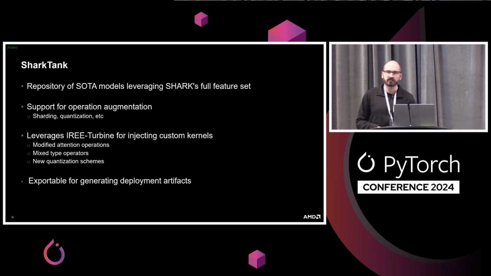So the main way we're demonstrating this right now is something called Shark Tank. It's basically a repository of state-of-the-art models leveraging Shark's full feature set. This can include sharding, quantization, subtypes, even parts built into our custom ops system, such that if you want to invoke your attention operation, you can know that you're going to be hitting the perfectly fused variant, and you're not going to have some intermediate operation that means that we miss, say, the indirection via gather.